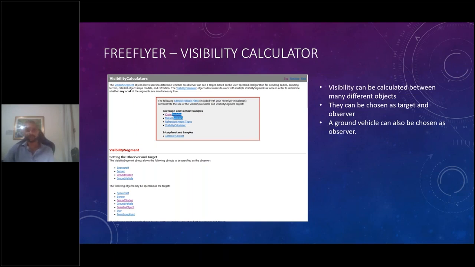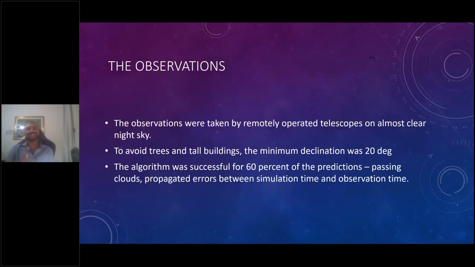The observations were taken by remotely operated telescopes, as I said a few minutes ago. But to avoid the trees or tall buildings or low-hanging clouds, we made sure that the elevation was at least 20 degrees. So even if there were a few satellites that were visible below 20 degrees, we chose not to point the telescope at them.